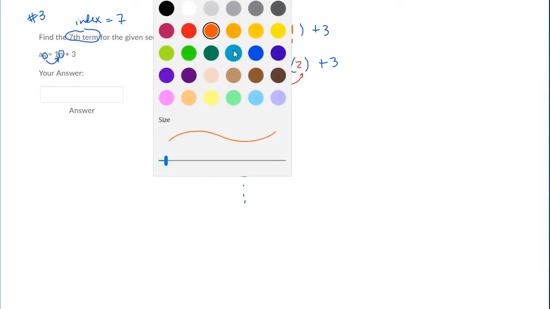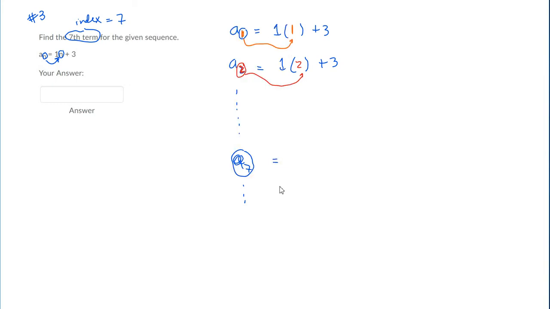You should be able to easily figure out what your 7th term is. You might not be asked for the 7th term, you might be asked for something down the line, but it's easy to figure out at this point. Okay, all right, great. Let's go to the next one.